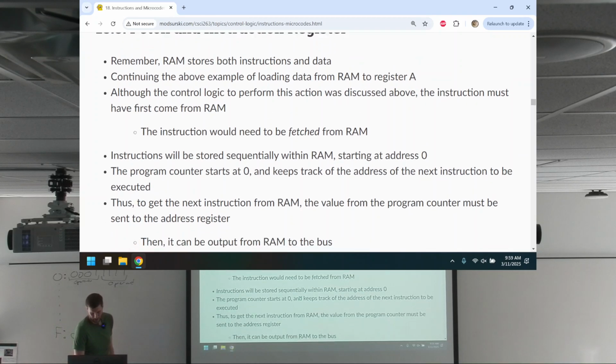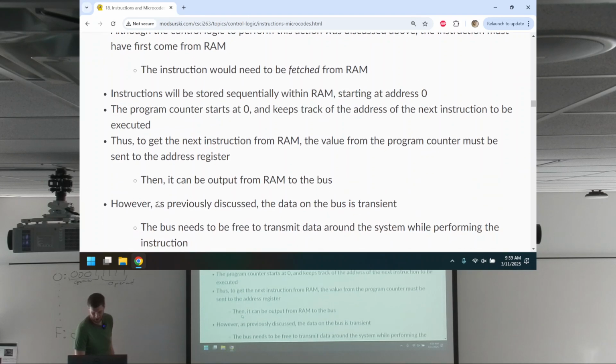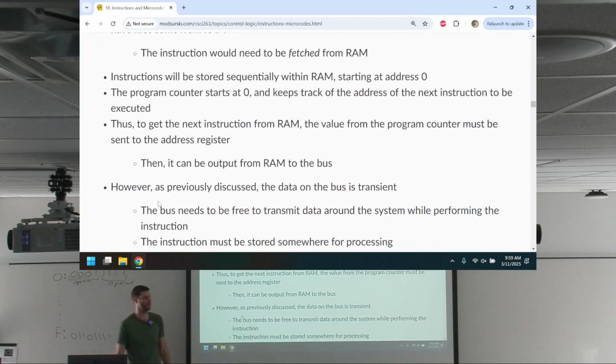So, okay. Continue from above, although instructions stored in RAM. Yes, so instructions are stored in RAM. And in our design, the RAM address where the instructions start for our system will be address 0. Makes sense, start at the beginning. So a program counter starts at address 0.